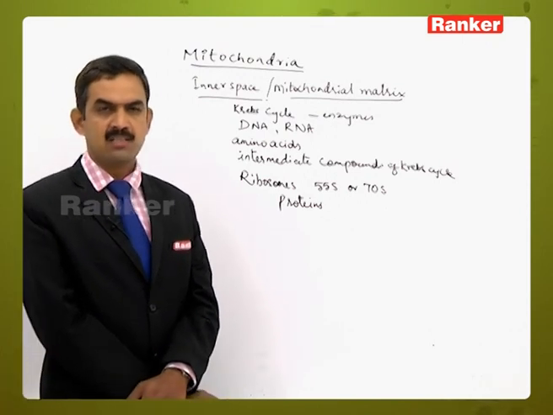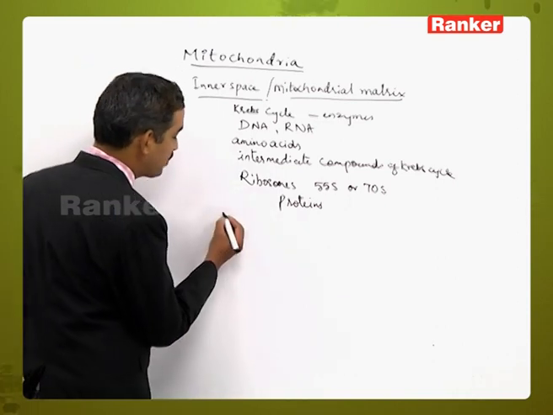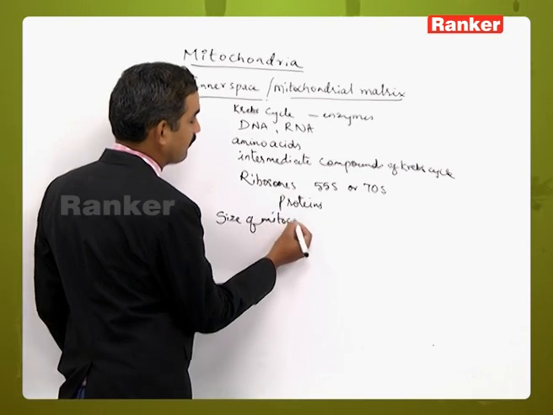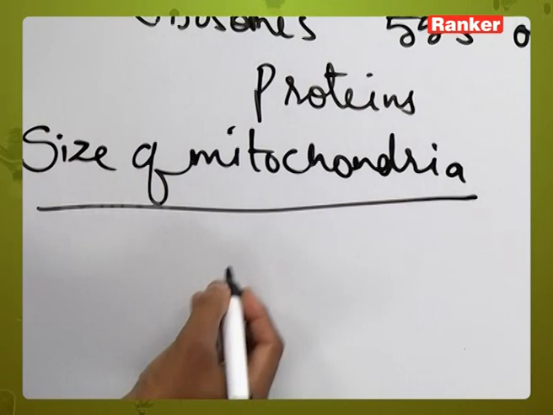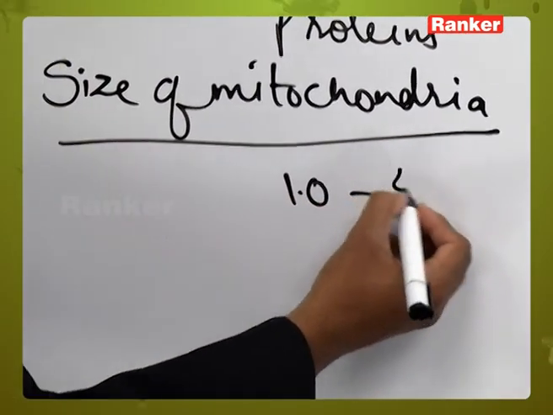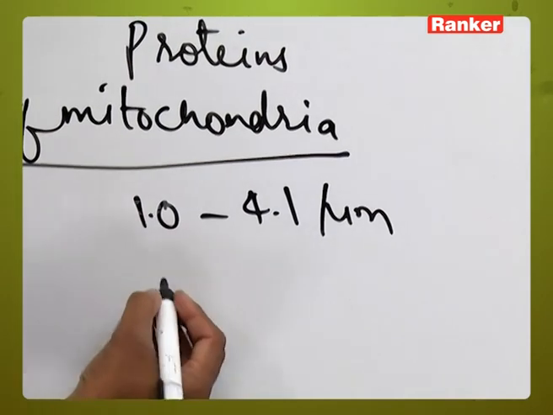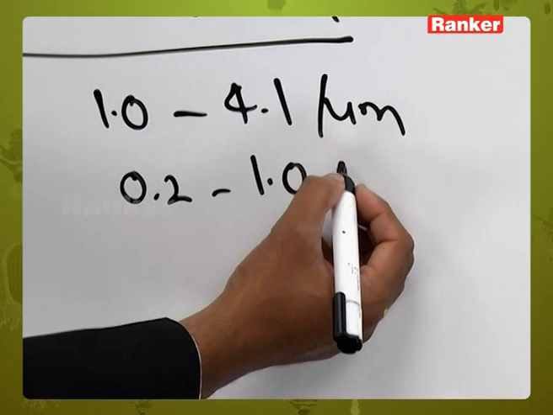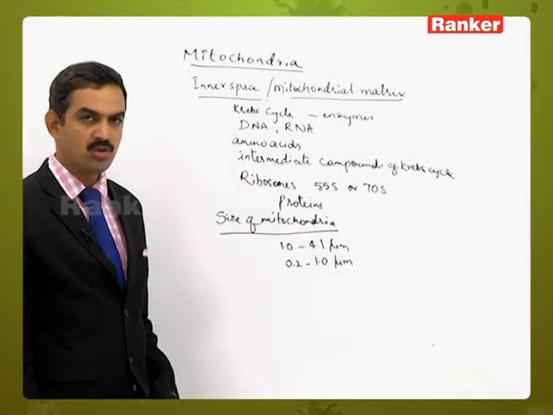So, as we said, the mitochondria have a specific shape and structure. The size of mitochondria ranges from 1 micron to 4.5 micrometers in length, and 0.2 to 1 micron in diameter. So, this is the size of mitochondria.